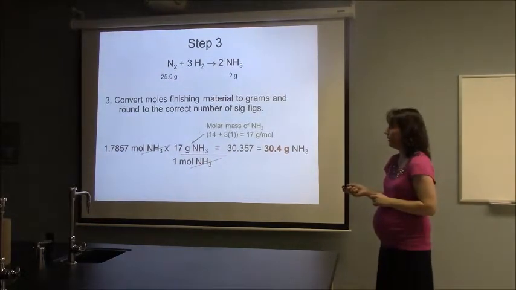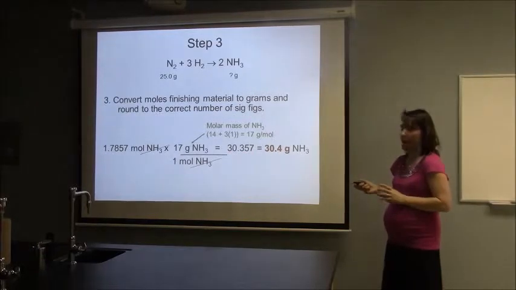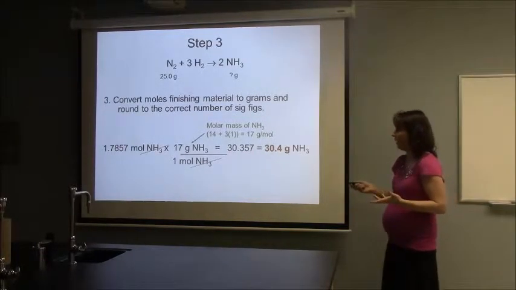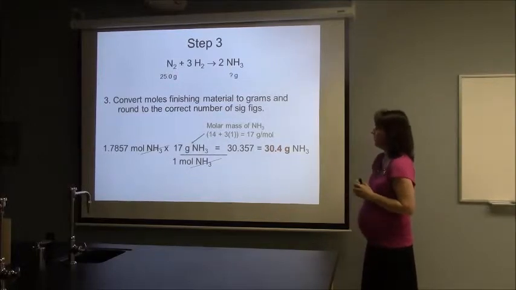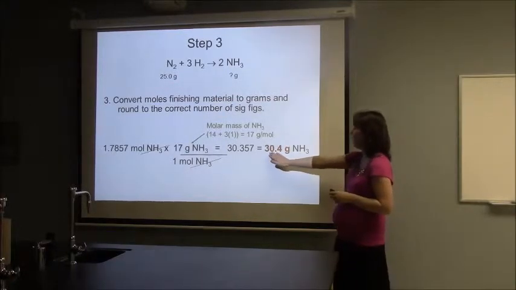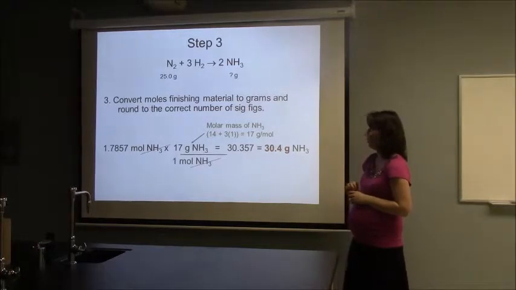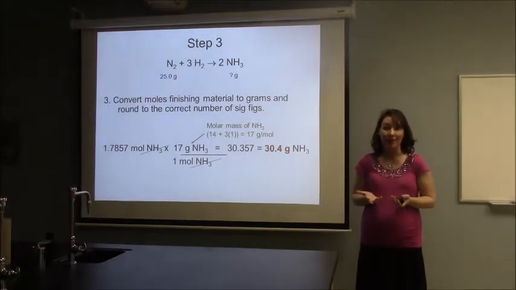We're left with grams. Now this gives us this number when we punch it into our calculator, but we can't retain all these decimal places because our original number only had 3 sig figs. So we have to round our final answer to 30.4 grams of NH3. And that's our final answer.